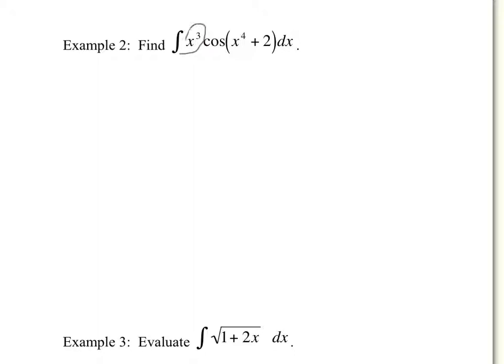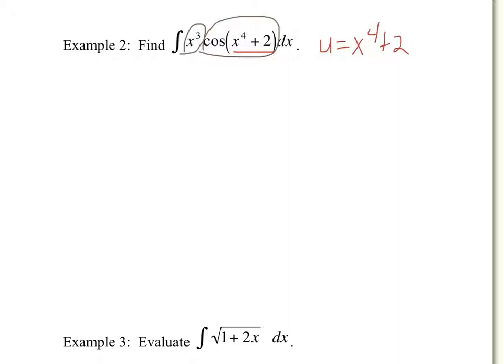I see an x cubed as one function, and then the cosine of this kind of mess, this x to the fourth plus 2. So I ask myself, which one of those parts has an antiderivative of the other, or which one has a derivative? Well, I know that the derivative of x to the fourth is x cubed. So that makes my decision easy for who u should be. I'm going to make u equal always to the form of the antiderivative.